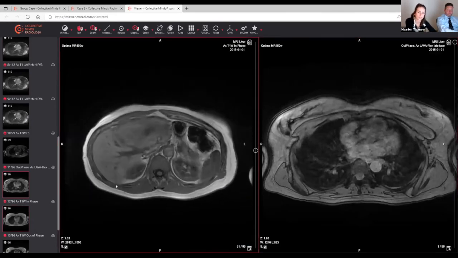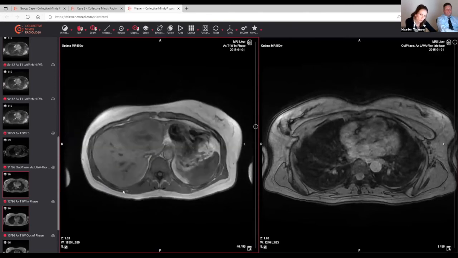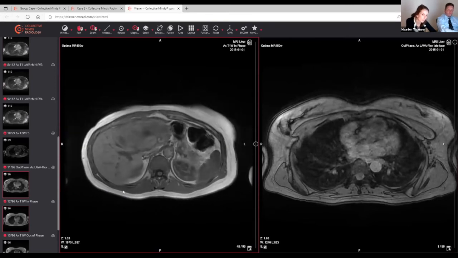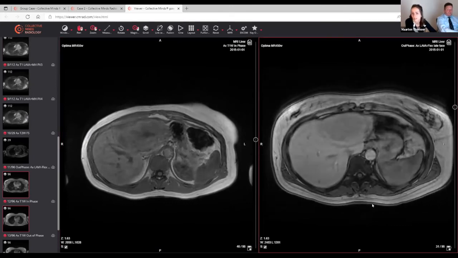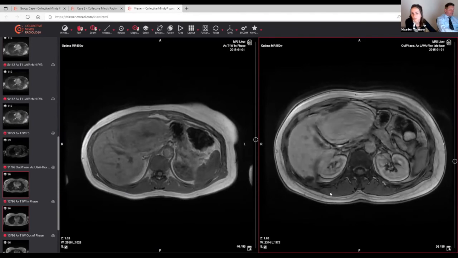So the lesion is actually difficult to recognize. Probably iso-intense compared to the liver on the in phase. If it's iso-intense on the in phase, remember, the in phase is a basic sequence, then it can only be FNH, adenoma, or HCC. But now on the out-of-phase, how does it look?